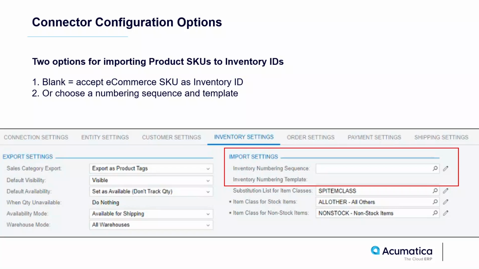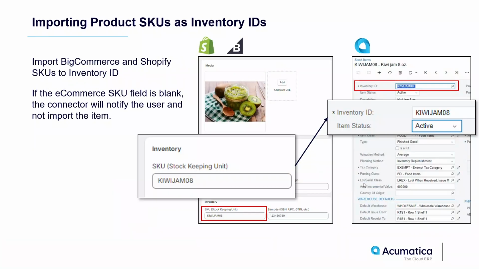And really what that means is you're just going to set a default standard for how to assign an inventory ID to these items. So in this case, as you can see on the left here, we have a Shopify item with the inventory ID. Because this is so similar between Shopify and BigCommerce, I'm just using one picture here. But basically, I'm just showing that you can import those inventory IDs directly. So we have Kiwi Jam 08 inside the e-commerce platform. That's going to import into Acumatica as the same Kiwi Jam 08.